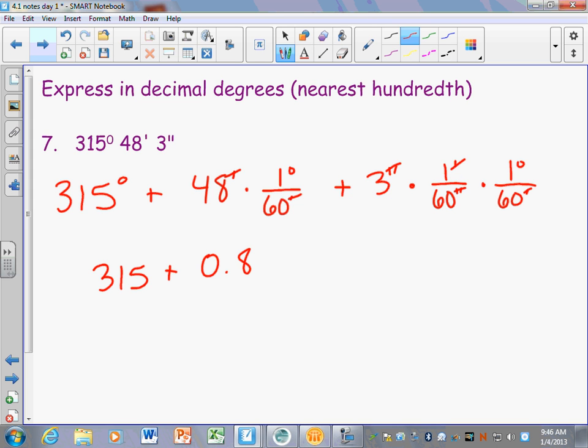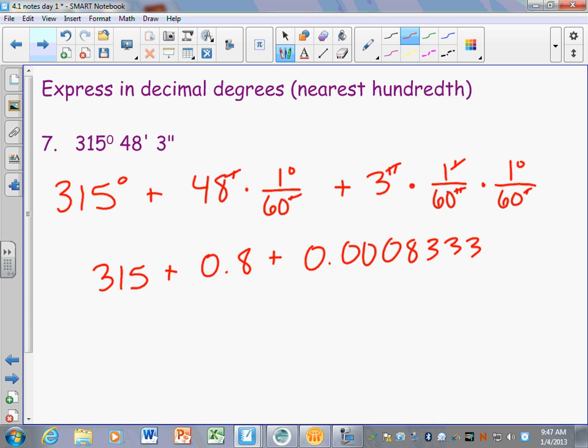48 over 60 is 0.8, and 3 times 1 over 60, or I'll just put 3 divided by 60 divided by 60. Oh, did you get a really small number? Like 0.0008 or not? Did you get that? 3, 3, 3. This is a reason that navigators like degrees, minutes, and seconds more, because this is just going to keep going here.